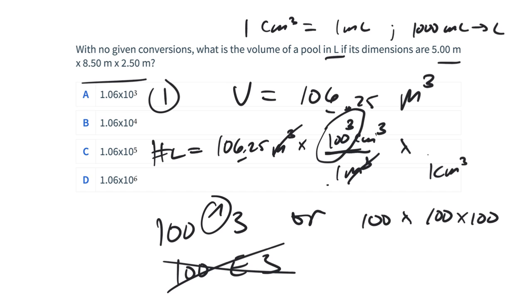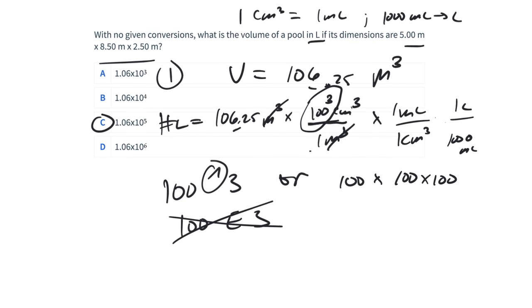A cubic centimeter is a milliliter, exactly. And then 1,000, not equals yet, one more step. And then 1,000 milliliters is 1 liter. So I think that would work out to answer C. So we got 1.06 times 10 to the 2, times 10 to the 3. So that's one way of solving this problem, just calculating the volume in cubic meters, and then converting those units over into liters.